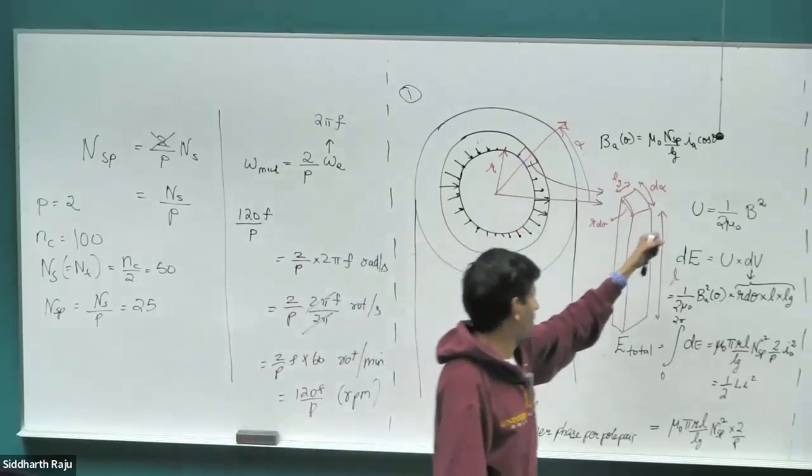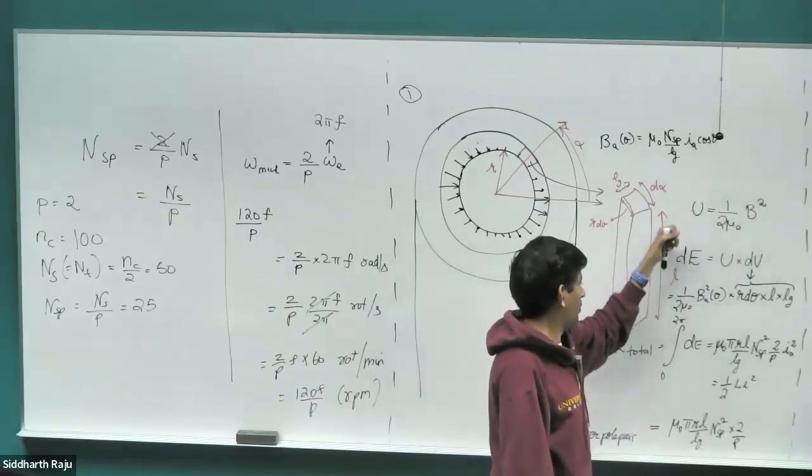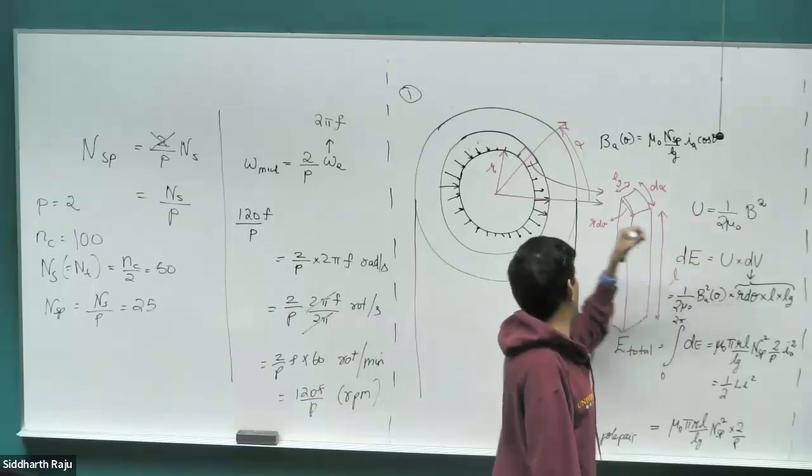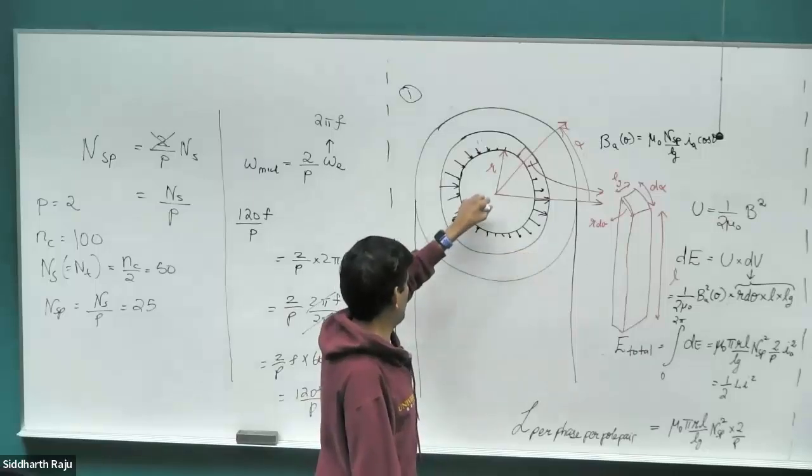From our energy density formula, you have half mu naught B square. If B is constant, you know the energy density at every single point. To get the total energy, just multiply the energy density by the hollow volume of the air gap. There is no H field in the iron.